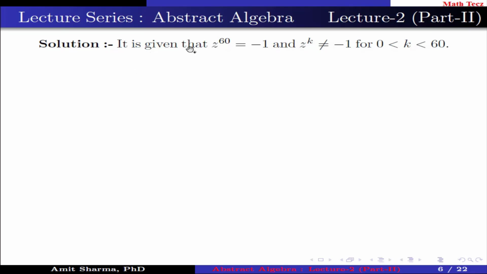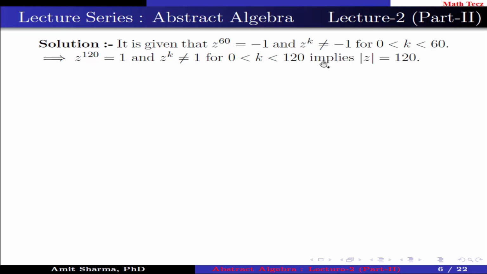It is given that Z raised to the power 60 equals minus 1 and Z raised to the power k not equal to minus 1 for 0 less than k less than 60, implies Z raised to the power 120 equals 1 and Z raised to the power k is not equal to 1 for 0 less than k less than 120, implies order of Z is 120.